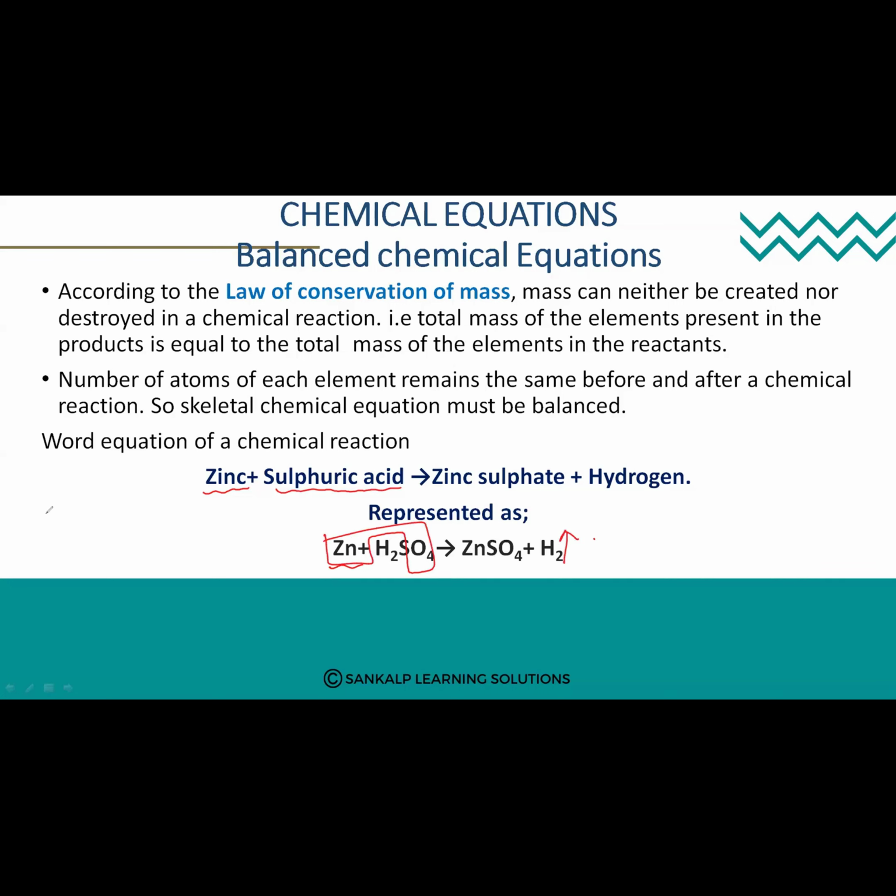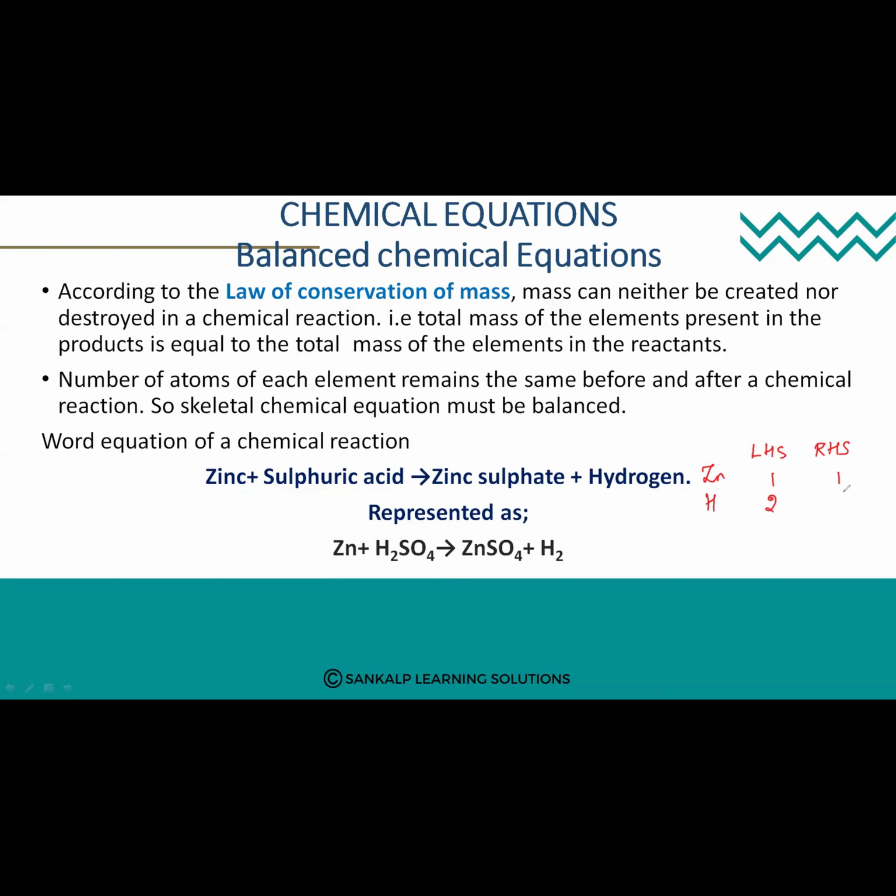So the number of atoms. We will see whether the chemical reaction is balanced. Now here, the number of atoms on the left hand side and right hand side. Zinc is 1. On the right hand side it is 1.